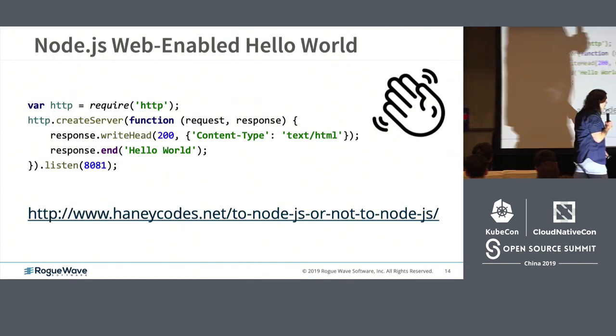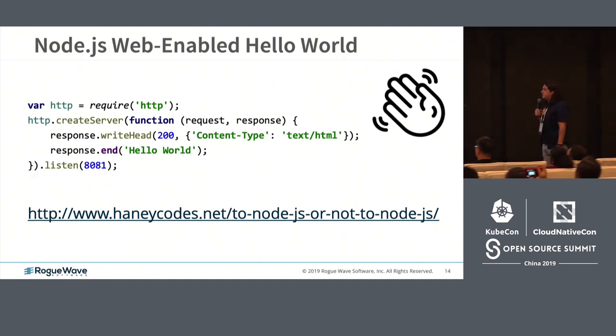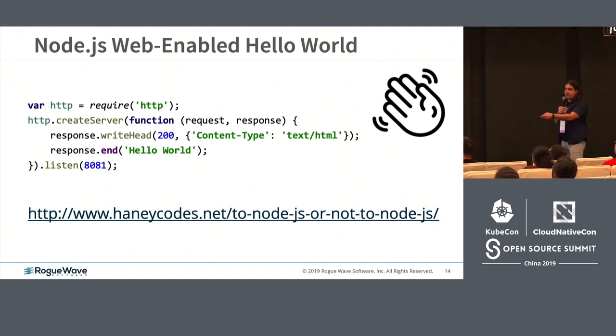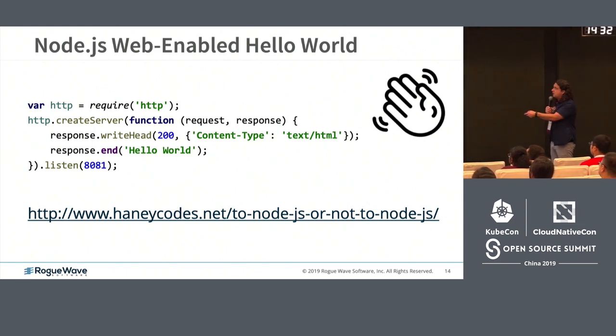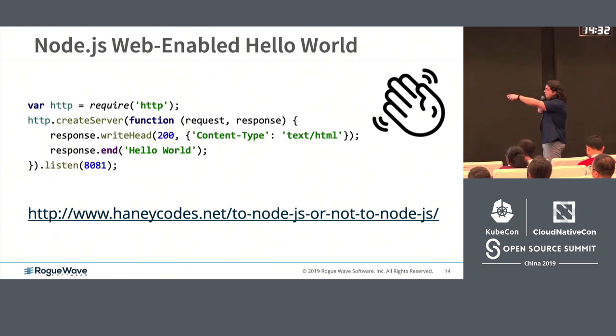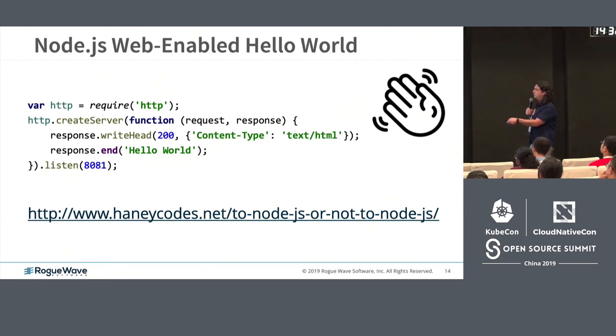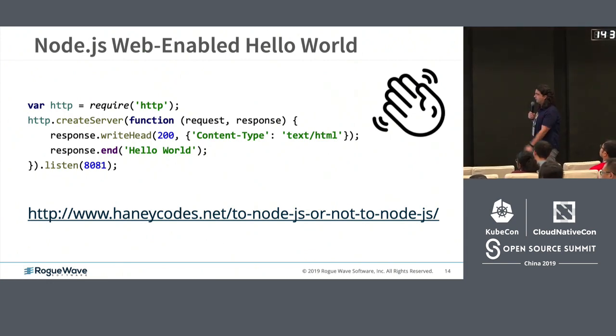Here's a web-enabled Hello World app. So again, this is a web-enabled one. We're actually creating a back-end web server here. As opposed to just printing something out to the command line, we're actually spinning up a lightweight web server using the HTTP module that ships with Node, and that HTTP module allows us to create a small HTTP server, respond to certain requests, and then push what we want to, and of course we tell it to listen on a particular port.